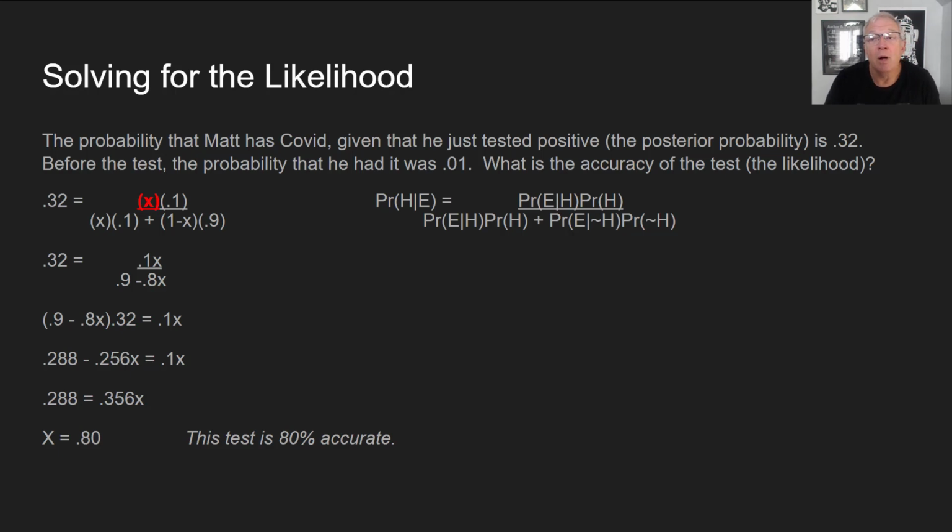So what did we answer? We were trying to figure out how good this test is on the basis of the information we had. We had the posterior, we had the base rate, and we inserted a variable in for the likelihood of the test, and then solved for that variable. And we used 1 minus x to capture the false positive rate, and we get 0.8. So what we determined is that in this circumstance, the test is 80% accurate.